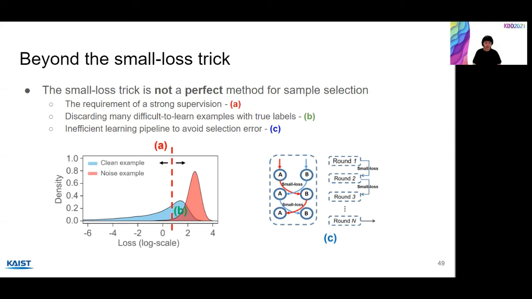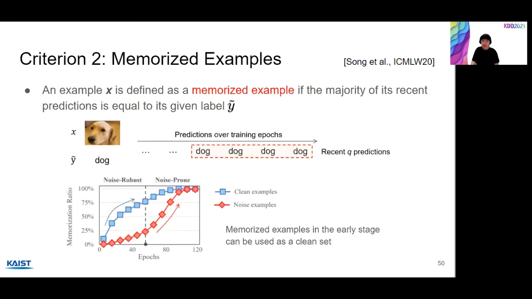And the last limitation is its inefficient learning pipeline, requiring co-training or multi-round training, which definitely adds heavy computational overhead in large problems. To resolve this issue, last year we proposed to use the memorized example for sample selection instead of the small loss trick.